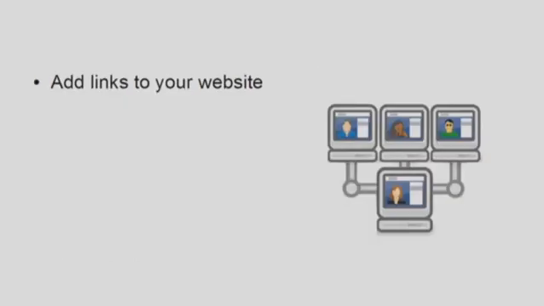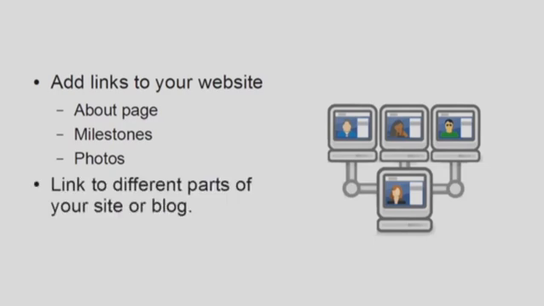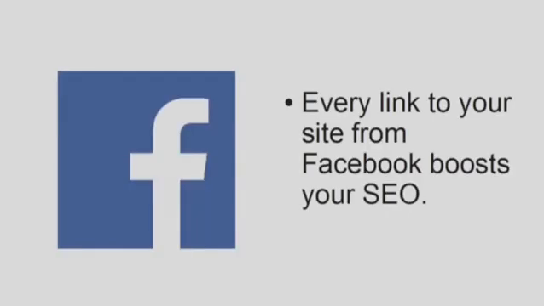You also want to add links to your website, and you want to add these links from different places on Facebook. So you want to add some links to your web page from your About page on Facebook, from the milestones, and from photos that you post on Facebook. And you want to link different parts of your site or blog to these different places in Facebook, so they're not the same link being replicated over and over again. Because every link to your site from Facebook is going to boost your SEO, or search engine optimization. So it's going to make your site more attractive to search engines like Google.